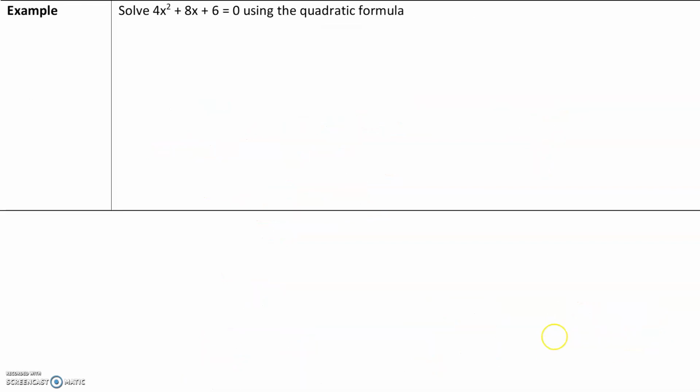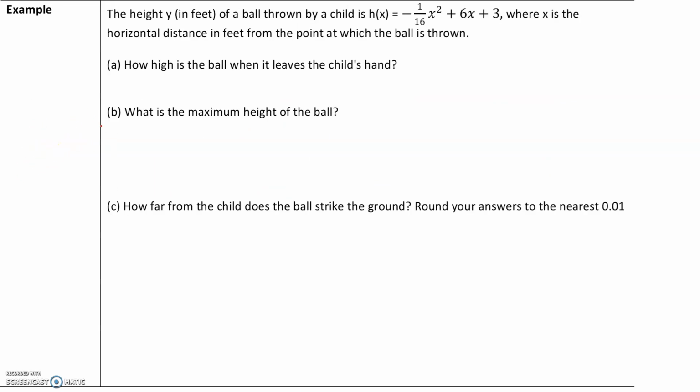And then this example we will go over in class. This next example we will also go over in class. And that's it for the lecture.